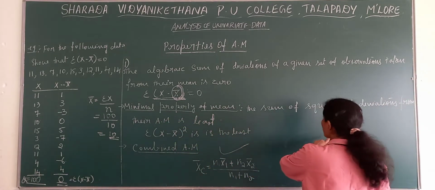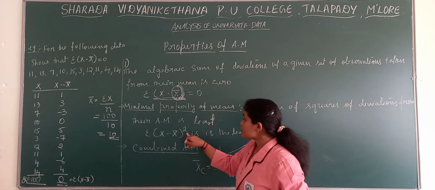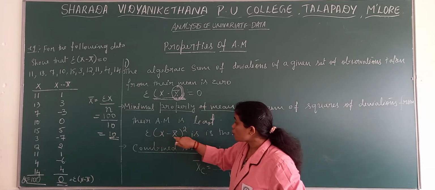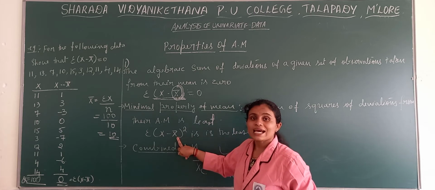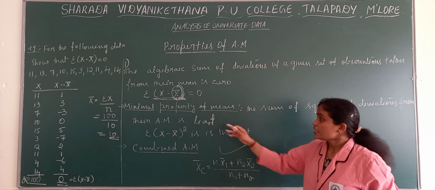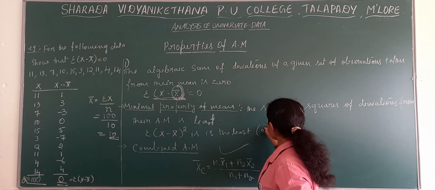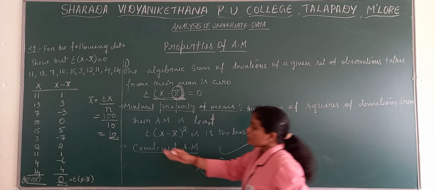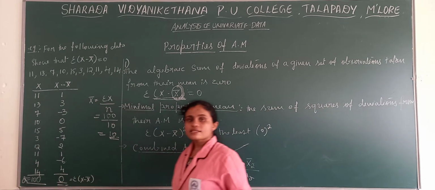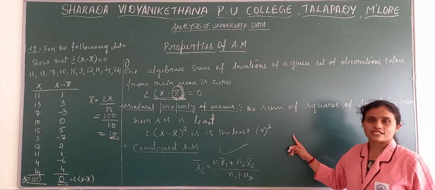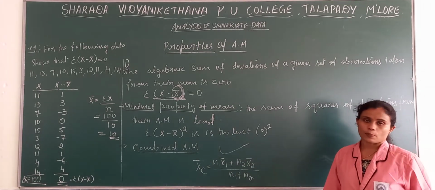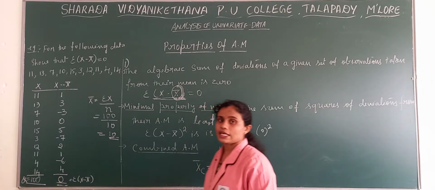The second one: the sum of squares of deviations taken from their arithmetic mean is the least. Now, if we square this, what do we get? It's 0 itself. It is the least. So that is the second property. This is about the first and second property.